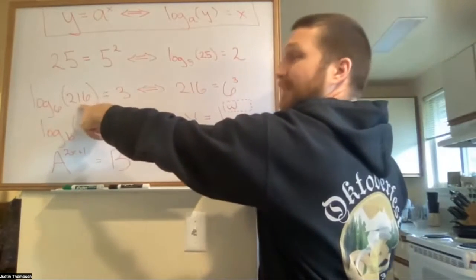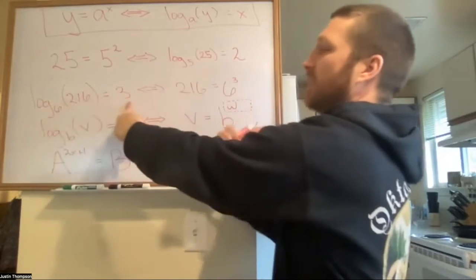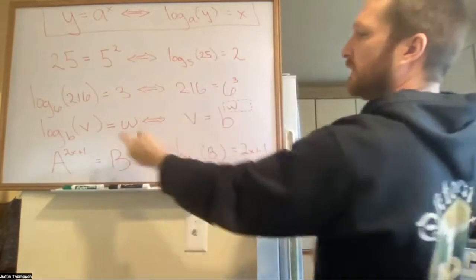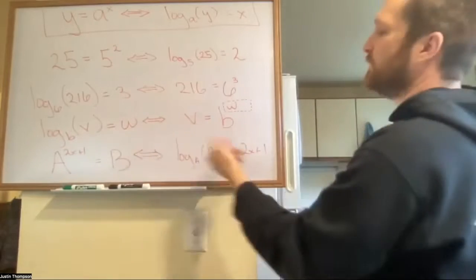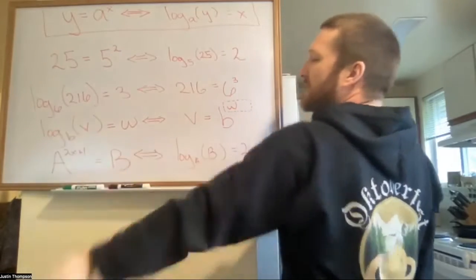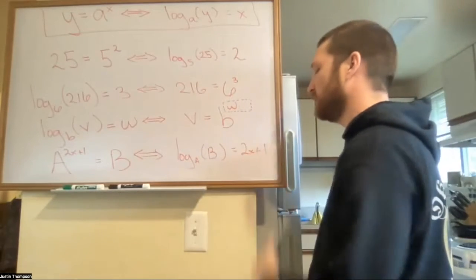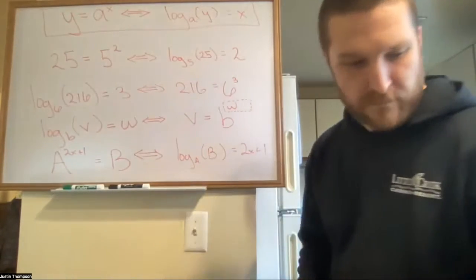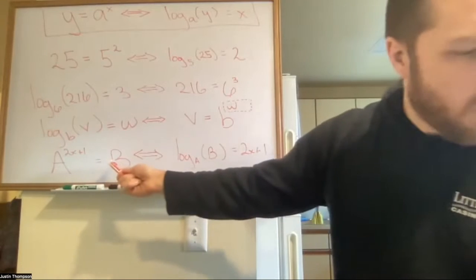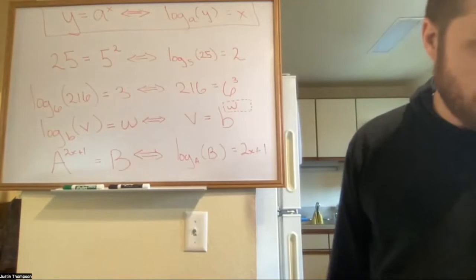This says, and we're going to think about this as an input, when you put in 16, you get out a 3. This says when you plug in a 3, you get out a 216. It says you plug in a V, you get out a W. This is just backwards. It says you plug in your W, you get back your V. It says when you plug in a 2x plus 1, you get out a B. It says if you plug in your B, you get out 2x plus 1. Kind of come back to where you started. So you're going to have a bunch of these. None of them are going to be as bad as this right here.